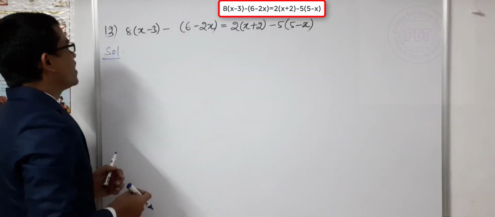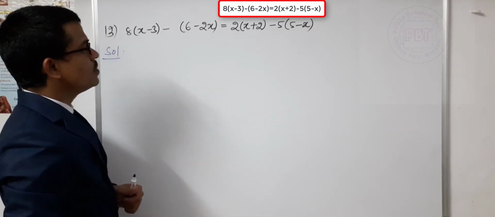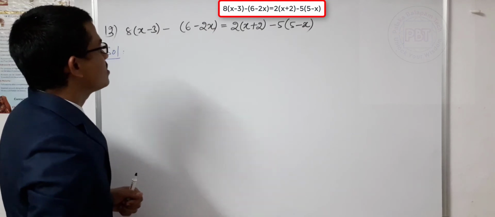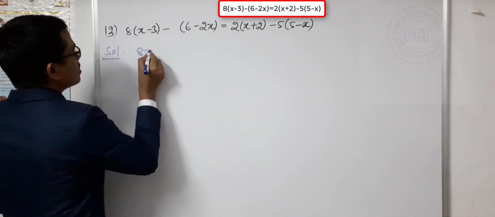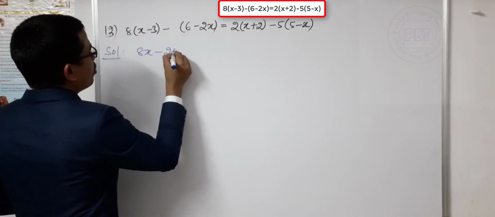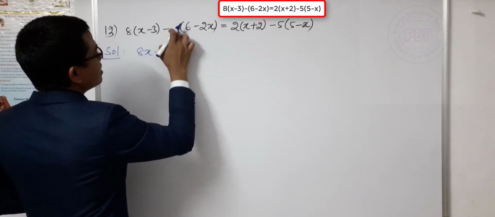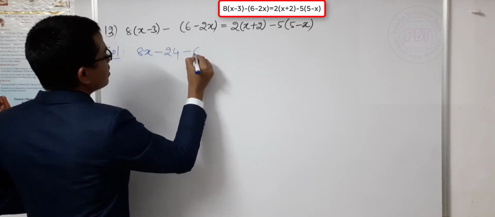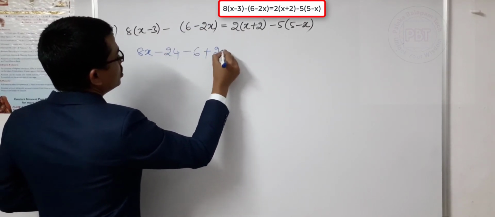8 half x minus 3 minus 1 half 6 minus 2x equal to 2 of x plus 2 minus 5 of 5 minus x. So multiply 8 into x, 8x, plus into minus, minus 8 3s are 24. Here minus into plus is minus. Here nothing is there, means there is 1. 1 into 6 is 6. Minus into minus is plus. 1 into 2x is 2x.